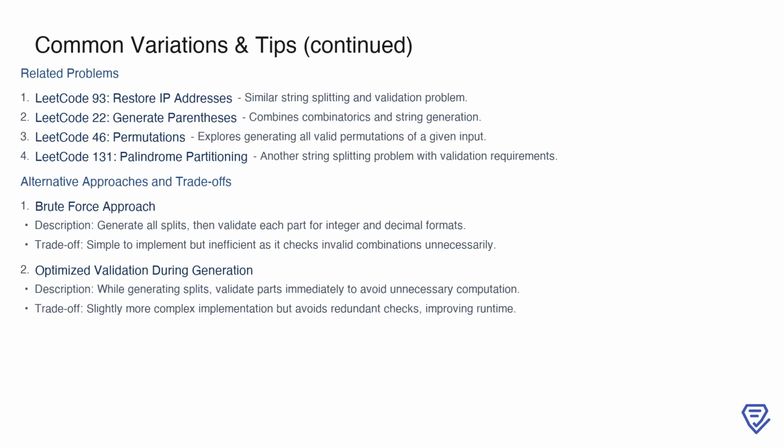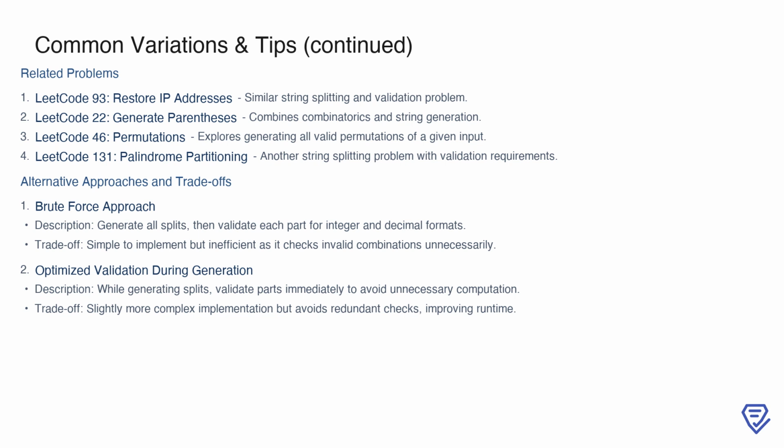This problem shares similarities with several other LeetCode challenges. For example, LeetCode 93, Restore IP Addresses, also involves splitting a string and validating each part. Another related problem is LeetCode 22, Generate Parentheses, which combines combinatorics and string generation. LeetCode 46, Permutations, focuses on generating all valid permutations, while LeetCode 131, Palindrome Partitioning, is another string splitting problem that requires validation of each split.